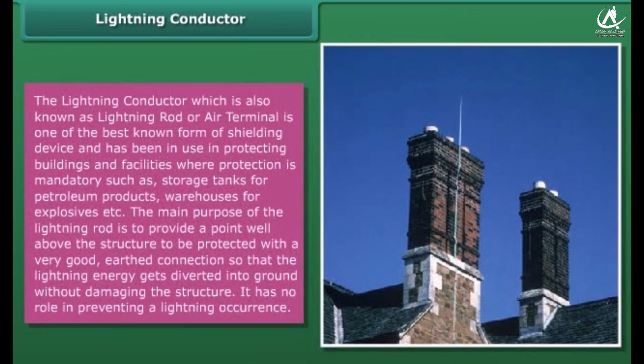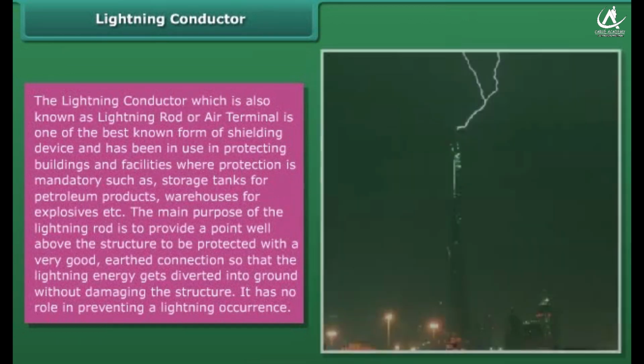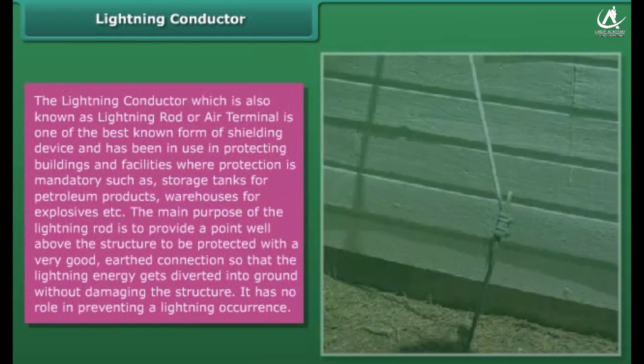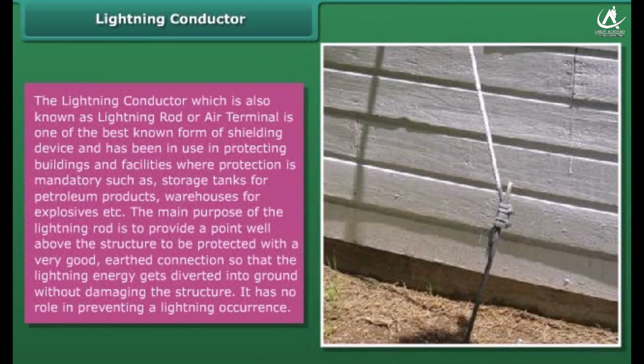Lightning conductor. The lightning conductor, which is also known as lightning rod or air terminal, is one of the best known forms of shielding device and has been in use in protecting buildings and facilities where protection is mandatory, such as storage tanks for petroleum products, warehouses for explosives, etc.